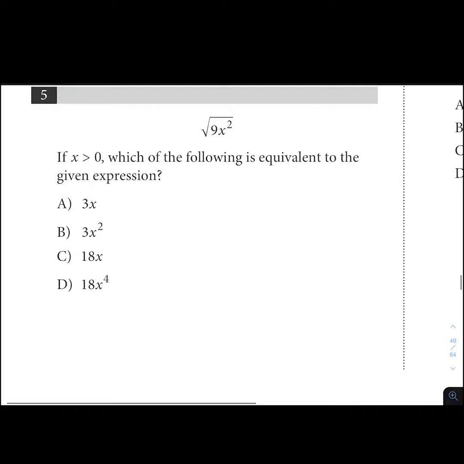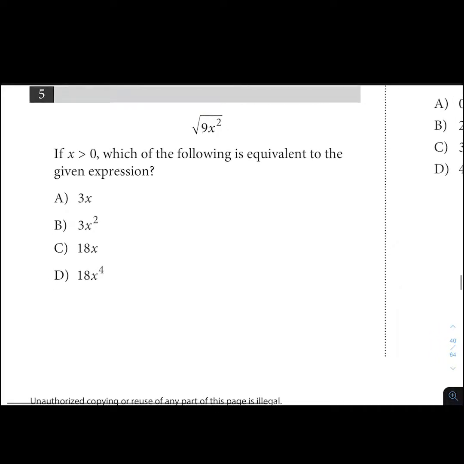Looking at number 5 now, if x is greater than 0, which of the following is equivalent to the given expression? The square root of 9x squared. Now this kind of goes back to some skills you learned in, I would say probably algebra 1, for sure in algebra 2, and geometry. But I think the earliest you learned them is in algebra 1. You can break apart square roots.